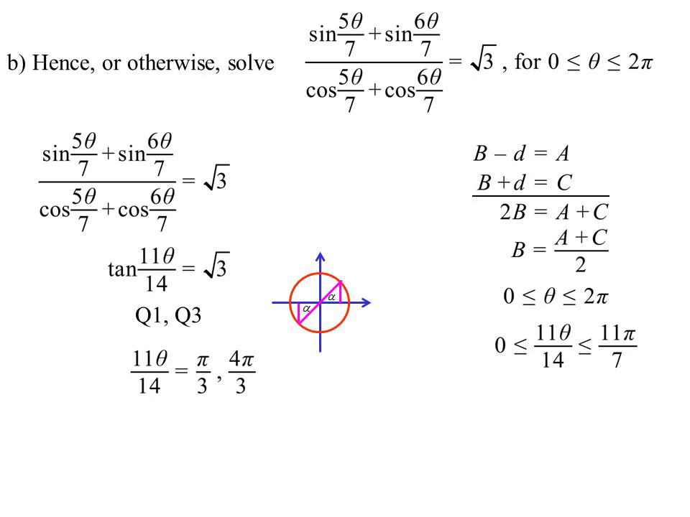So if I was to add another 2 pi onto these, I would get something that's bigger than 11 pi on 7. So these are the only two possible ones. Divide both sides by 11 on 14 and we get these two answers. Theta is 14 pi on 33 and 56 pi on 33. A good example of, hey, the numbers don't necessarily work out nice. They're pretty ugly answers, but they are what they were.